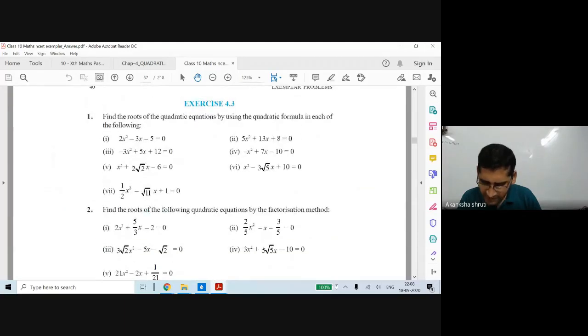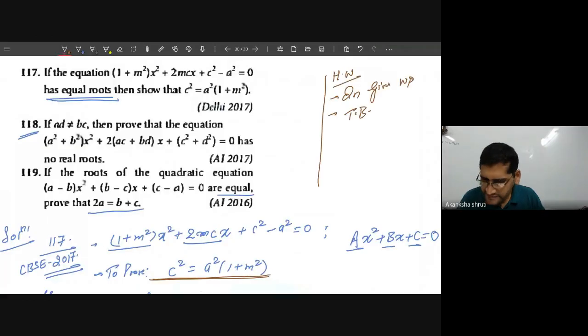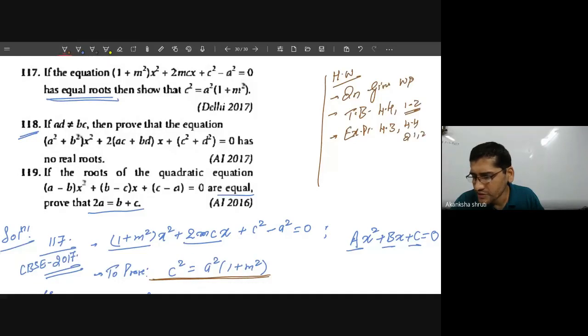This thing I think we have done already. 4.3 of the exemplar, textbook 4.4 question number 1 and 2. I think 1 we have already done, then do at least the second question. And our exemplar problem 4.3, this was already given as homework, and 4.4 question number 1 and 2. Please do this much. At least whatever questions I have posted in the WhatsApp, please finish these.